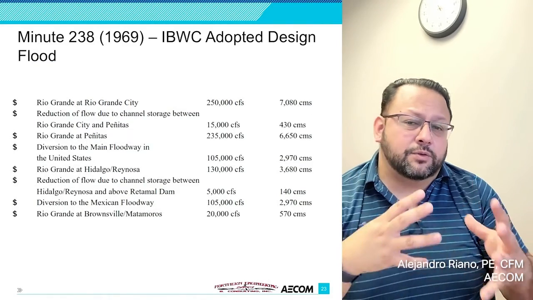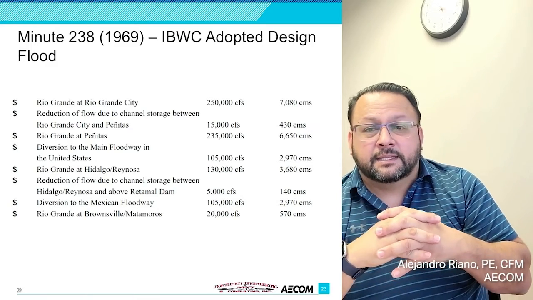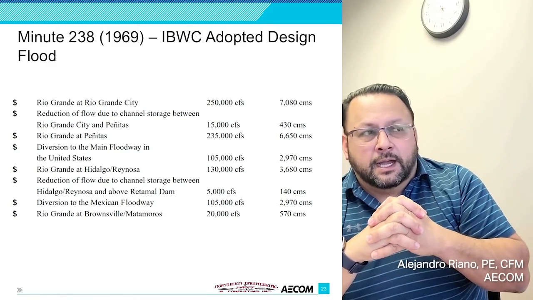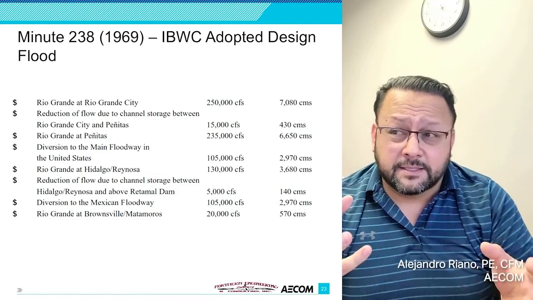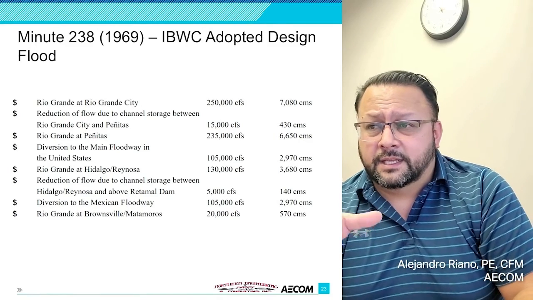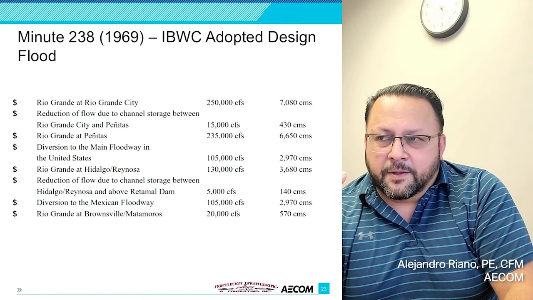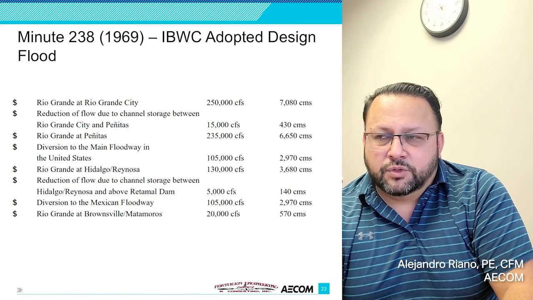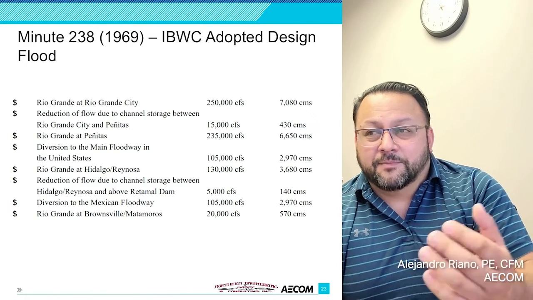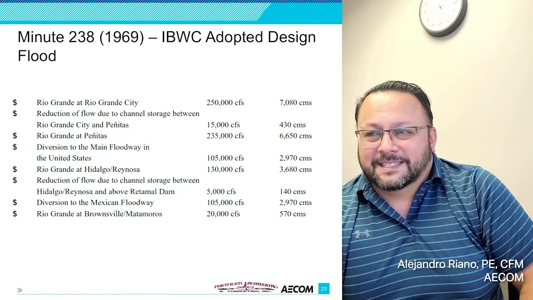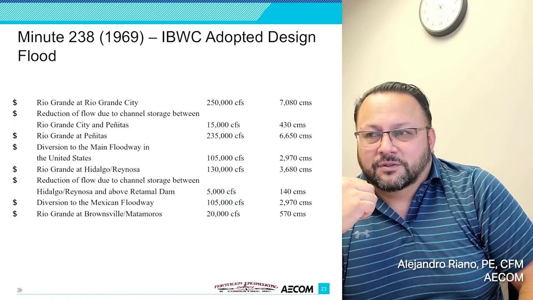It took about 2 years after this event for IBWC to recognize that they needed better protection, and they settled on a design flood based on a number of studies they did in the region. They adopted it, and it is posted in Minute 238, which was developed and came to an agreement 2 years later, in 1969, which designated these flow discharges along the river.